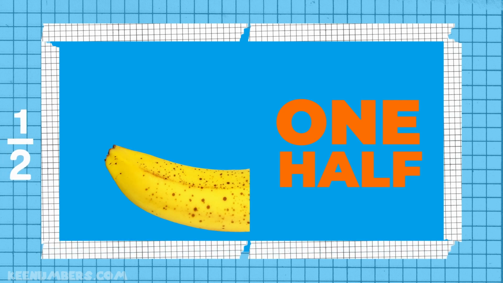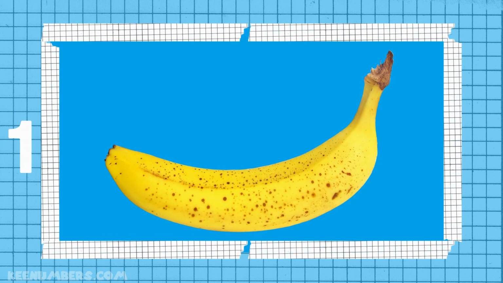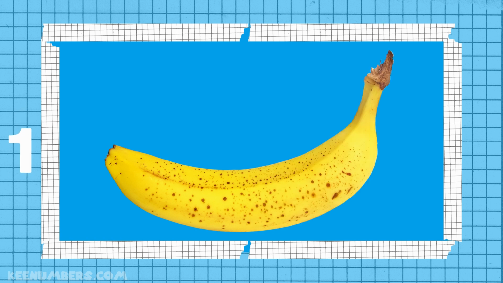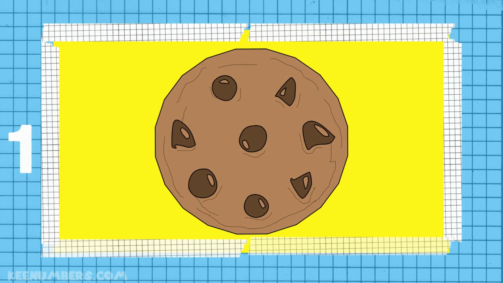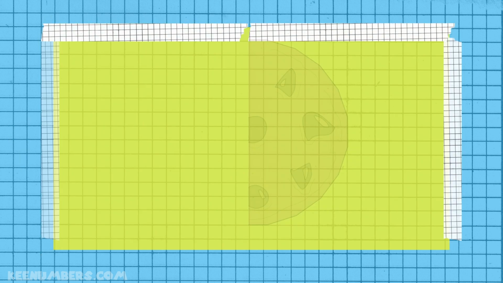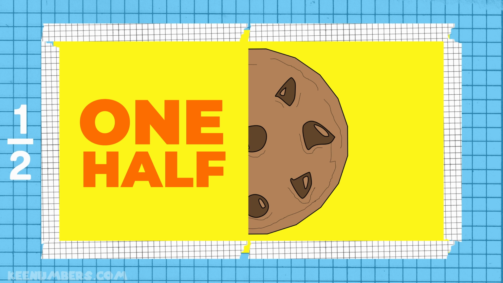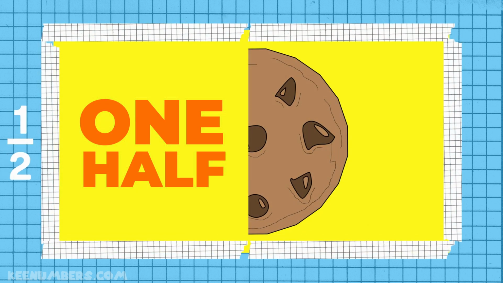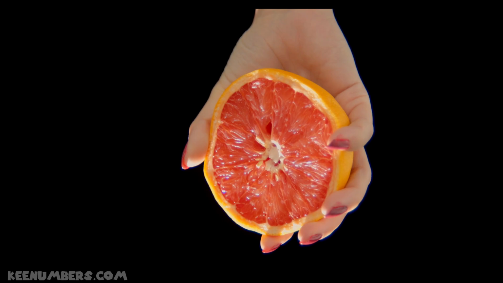Now, you could share a banana with two people by cutting it in half. Here's a whole banana, and you could share it by cutting it down the middle, to get a half. Two halves make a whole. What about a single cookie? Can you cut it into two equal pieces? You bet! 1/2 of a cookie. You put those two halves together, you get a whole cookie.